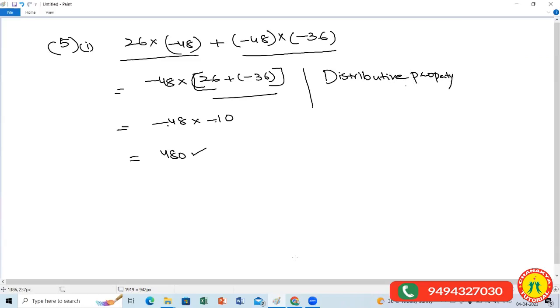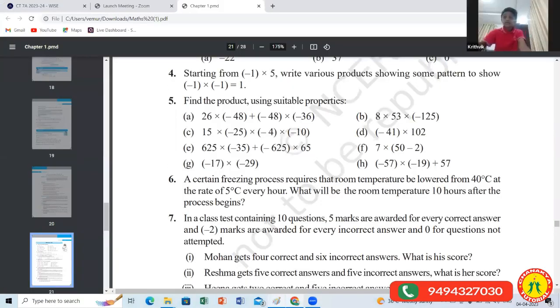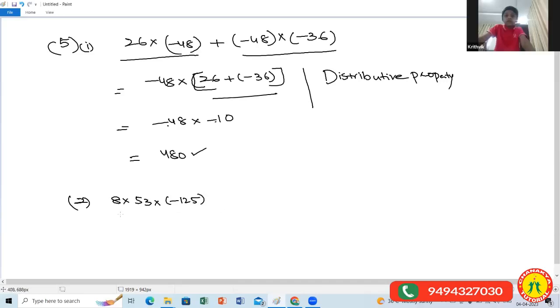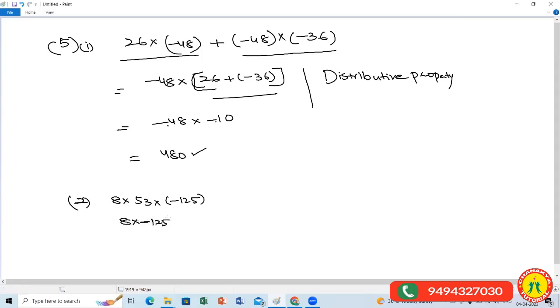Now, Kritvik, are you there? Yes, ma'am. 8 into 53 into minus 125. By looking at it, anywhere we can change the order to make our calculation easier. You can see, wherever friends are there, we can make them a friends group. 8 into minus 125 into 53. Wonderful, excellent. This is the order I changed: from third place to second place I took minus 125.